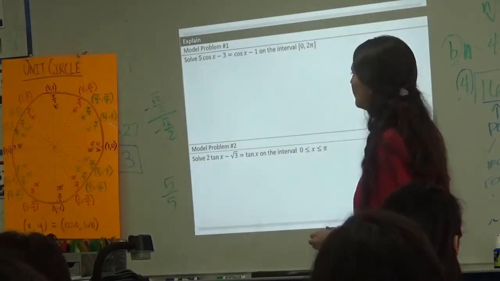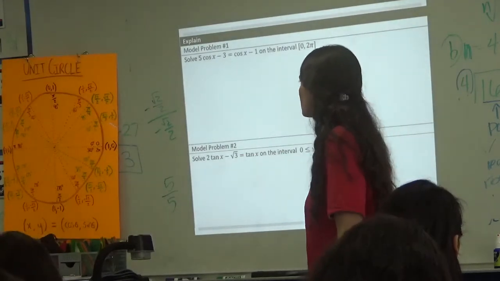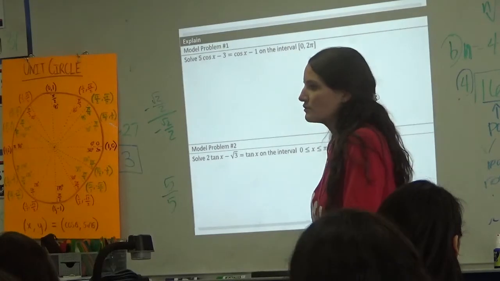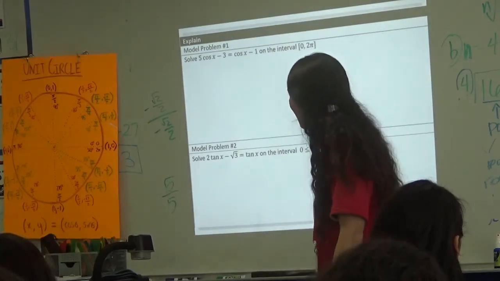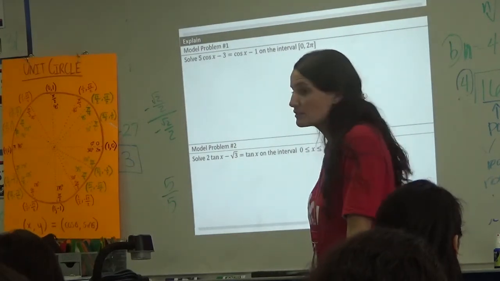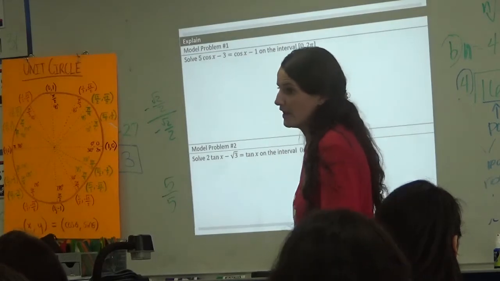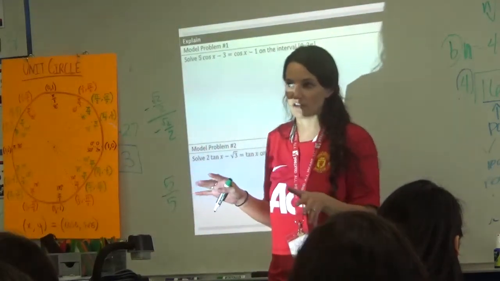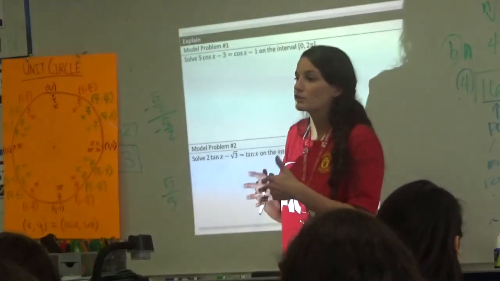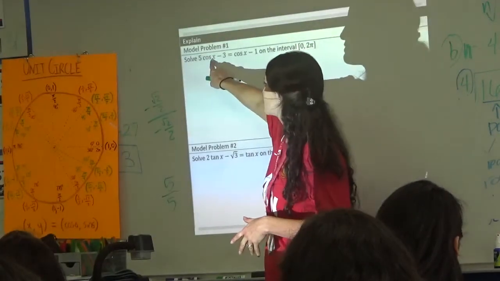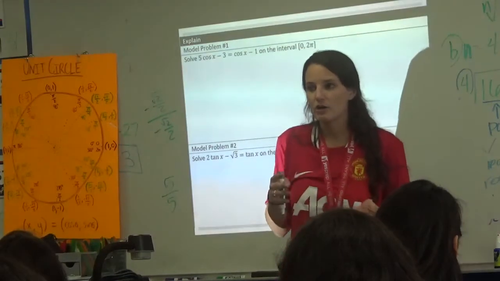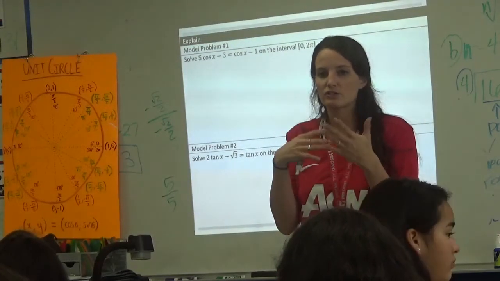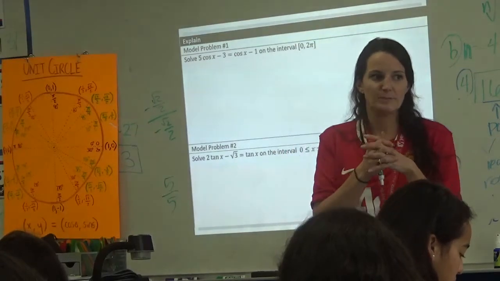We've got solve 5 cosine x minus 3 equals cosine x minus 1 on the interval 0 to 2 pi. So when I look at that, it does not say prove or verify. We're not taking one side and trying to rearrange to get the other like we've done the other days. What we want is to solve for the unknown. We want to know what this x is, what angle would make these two sides equal. Okay? So we want to solve for x, we want to eventually get x by itself.